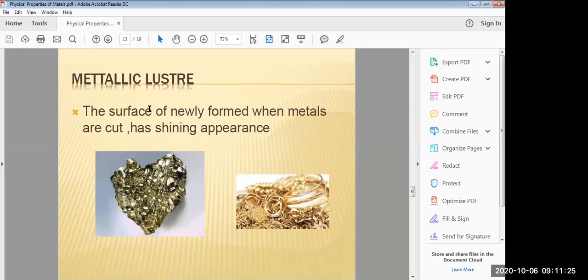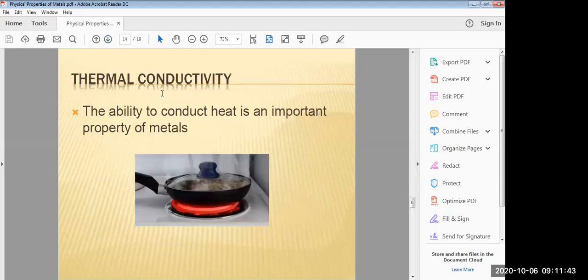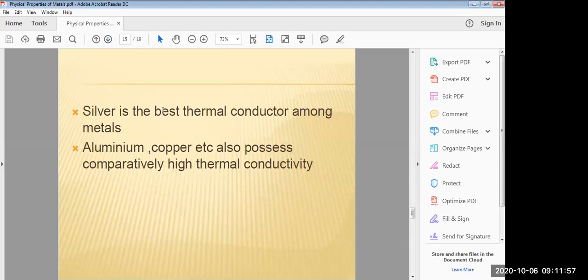It is because of the excitation of electrons to high energy and again jumping back to the ground state, during which they emit light of all wavelengths, and hence we observe the shining appearance of the metal, which is known as luster. Then the thermal conductivity, the ability to conduct heat, is an important property of metal, and this is directly related to the number of valence electrons which are present in the metal. Silver is the best thermal conductor amongst the metals. Aluminum, copper, etc. also possess comparatively high thermal conductivity.